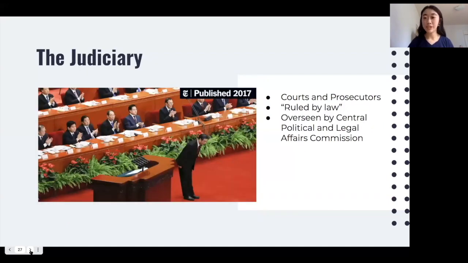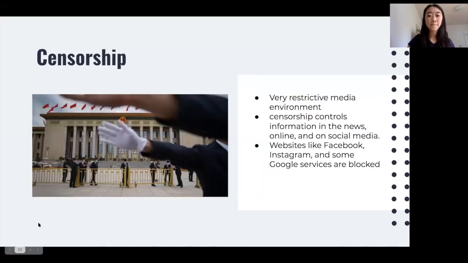So next we have the judiciary. China says that it's a country ruled by law, and in a lot of areas this is true. We're seeing that commercial law and other types of law have judgments that are increasingly being seen as fair or independent, but a lot of times this rule by law is more like a rule of the party. It's headed by a member of the Politburo, and this member oversees the judiciary and the prosecutors. So again, all of this kind of goes back to the ruling of the Politburo and of the Chinese Communist Party.